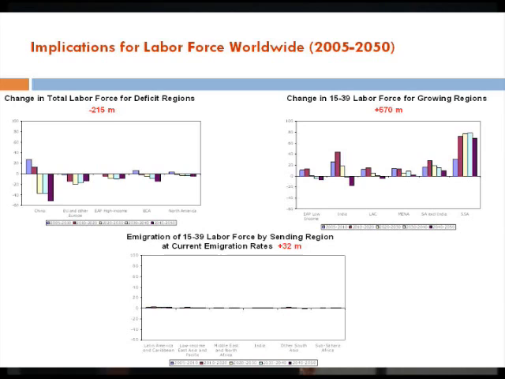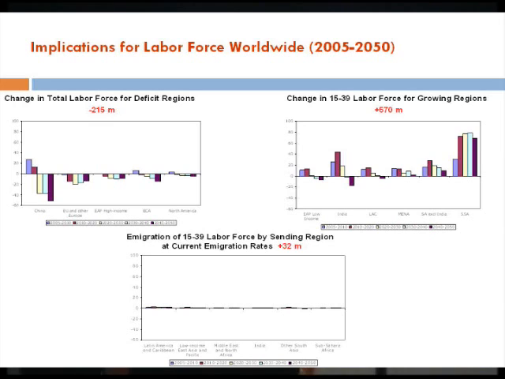So the increase in the labor force, age 15 to 39, in the growing regions will be around 570 million people. The deficit in the regions where the labor force is going to shrink, so worldwide, the deficit is going to be about 215 million.